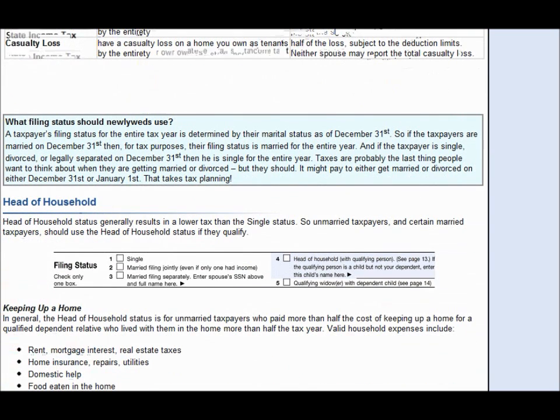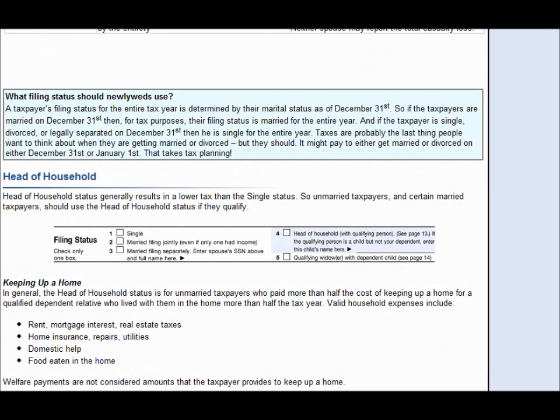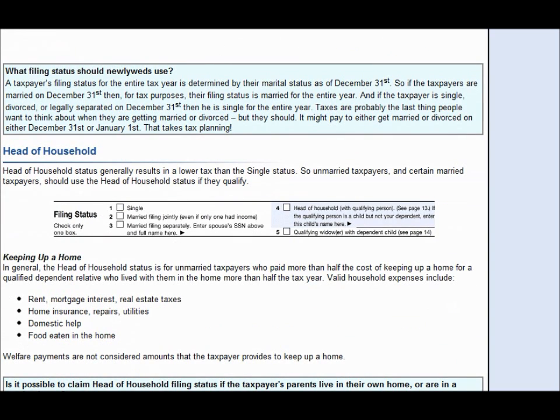Great. Now let's move on. What filing status should newlyweds use? Now remember, always go with the filing status at the end of the tax year. A taxpayer's filing status for the entire tax year is determined by the marital status as of December 31st. So if the taxpayers are married on December 31st, then for tax purposes, their filing status is married for the entire year. If the taxpayer is single, divorced, or legally separated on the 31st, he or she is single for the entire year.